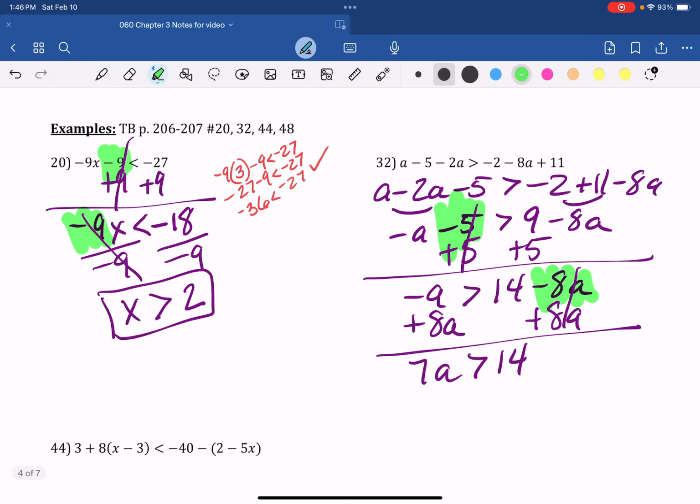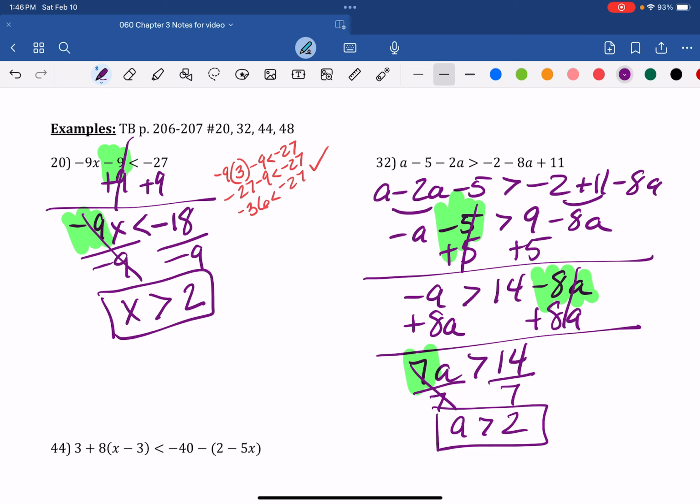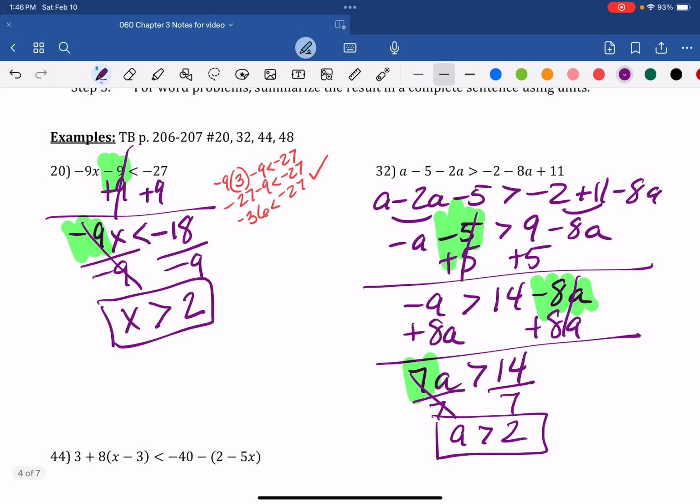And last thing, step 3 is to multiply or divide to get our variable term by itself, and we divide by the coefficient. And we get that A is greater than 2. And of course, you can check your solution by picking a number that is greater than 2, once again, for example, 3, plugging it into the original problem and seeing that it is indeed a true statement.